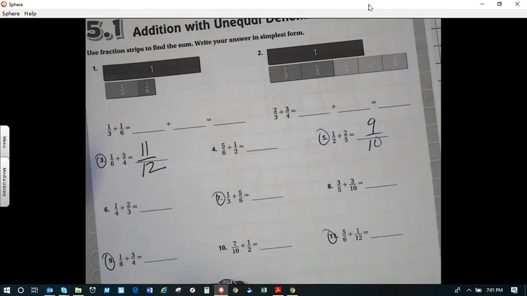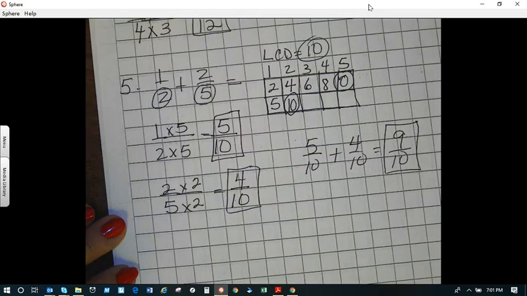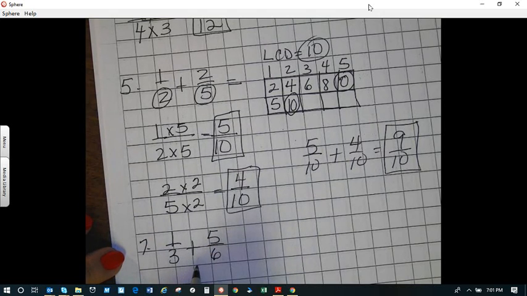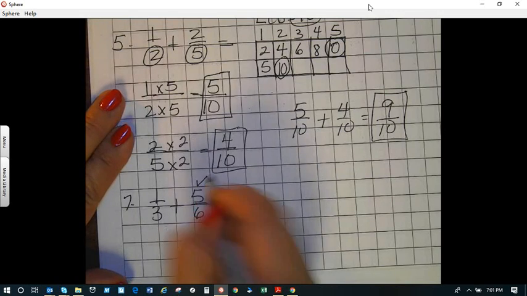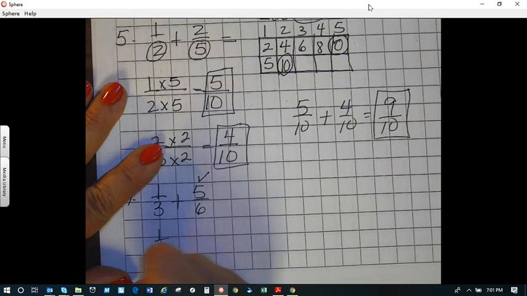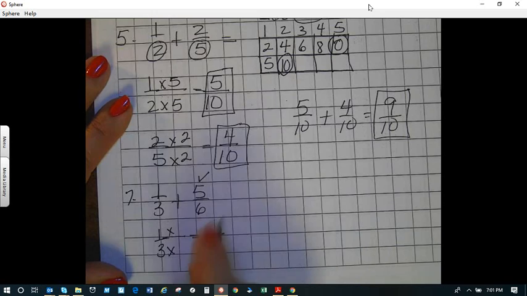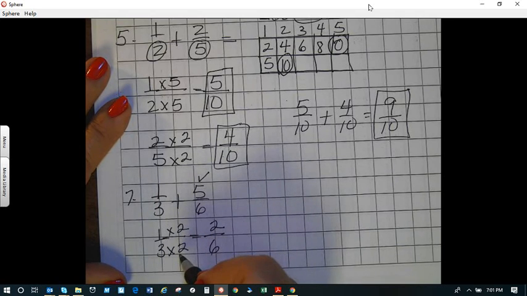Let's look at number 7. 1/3 plus 5/6. I have 1/3 plus 5/6. Well, I know that 3 times 2 is 6, so I won't need to do anything to this denominator, so that's going to stay the same. So I'm going to change this one. I know it needs to be multiplied by something because my new denominator is going to be 6. So here I have 3 times 2 equals 6, and 1 times 2 equals 2. Whatever I do to my denominator, I need to do the same thing to my numerator. This is my new equivalent fraction.